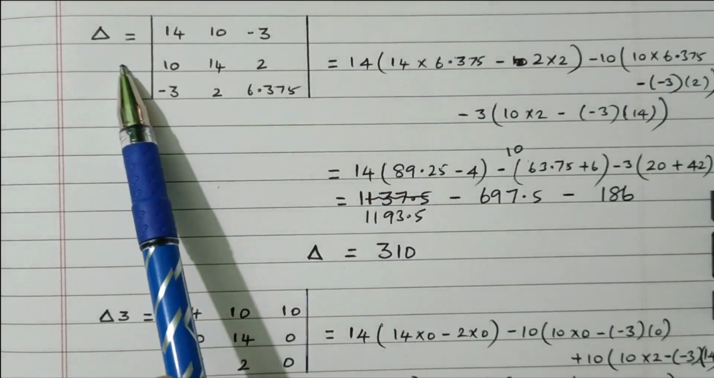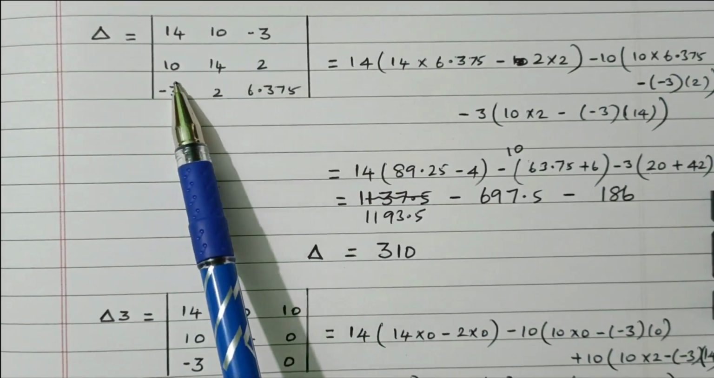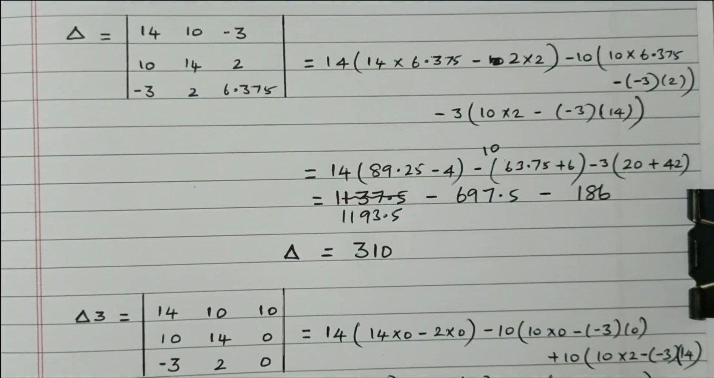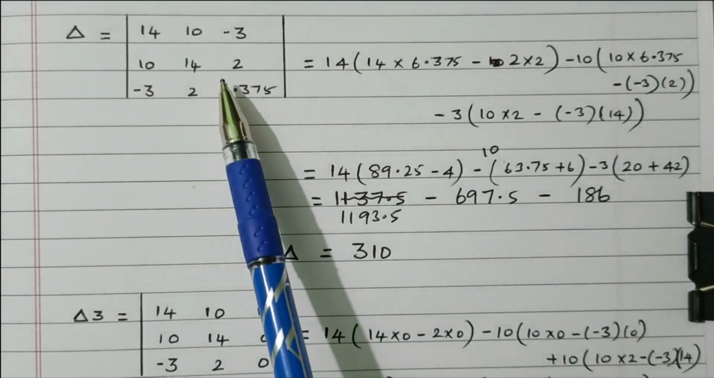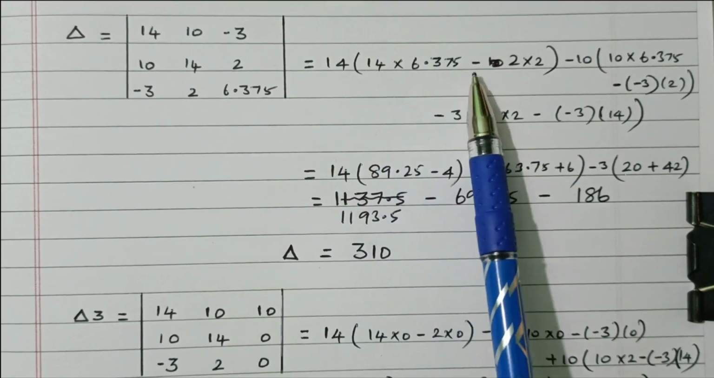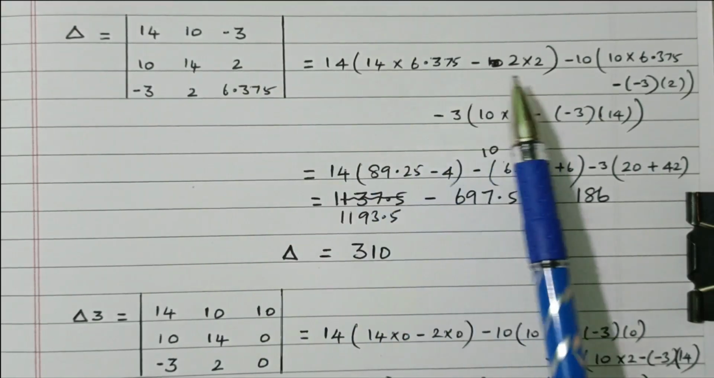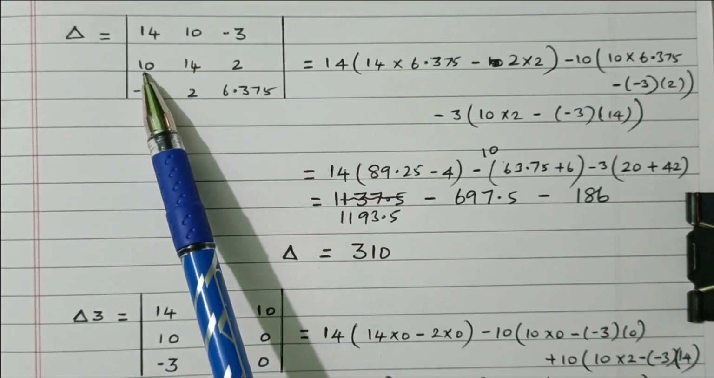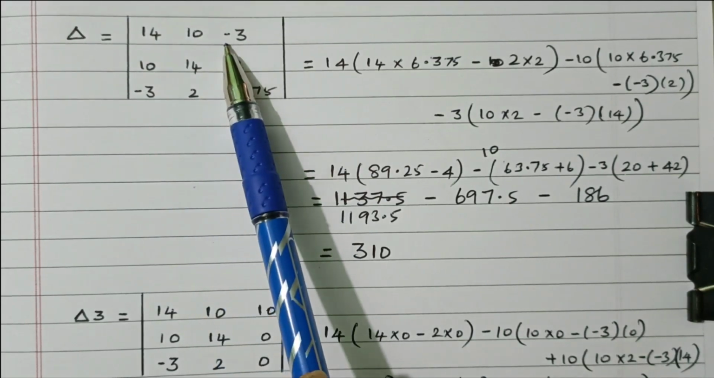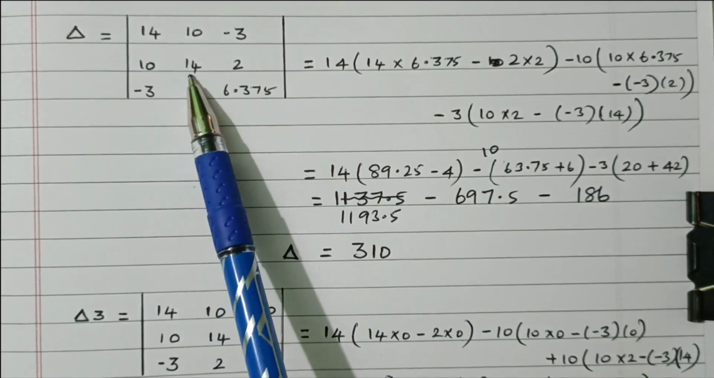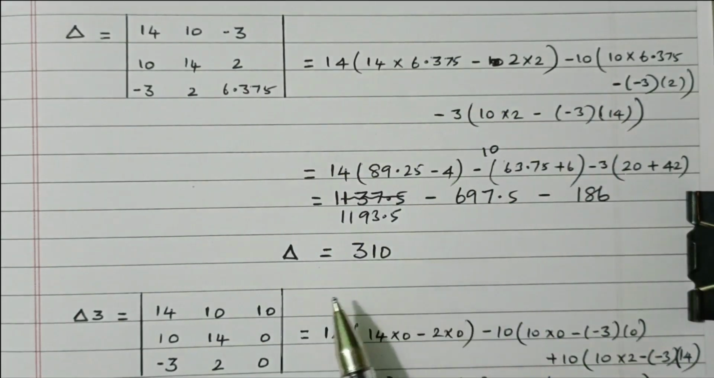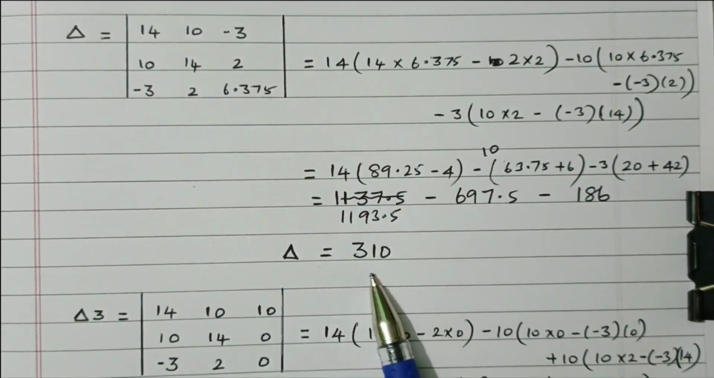So this is the delta value. 14, 10 minus 3, 10, 14, 2 minus 3, 2, 6.375. Right. Now we need to find the determinant. 14 into 6.375 minus 2 into 2 minus 10 into 6.375 minus 2 into minus 3. Then minus 3, 10 into 2 minus 14 into minus 3, right? So this determinant value is written. So after simplification we got 310, the delta value is 310, right?